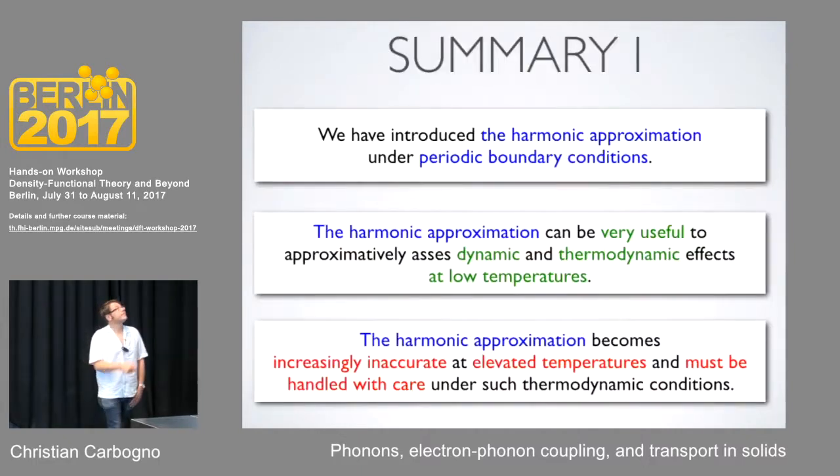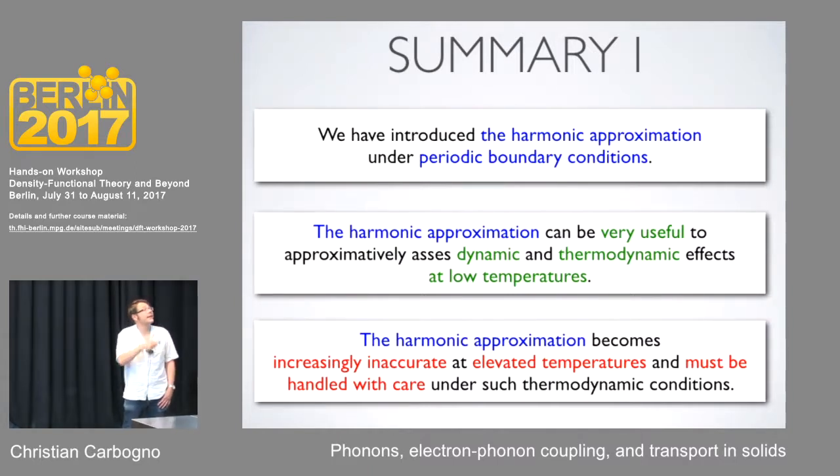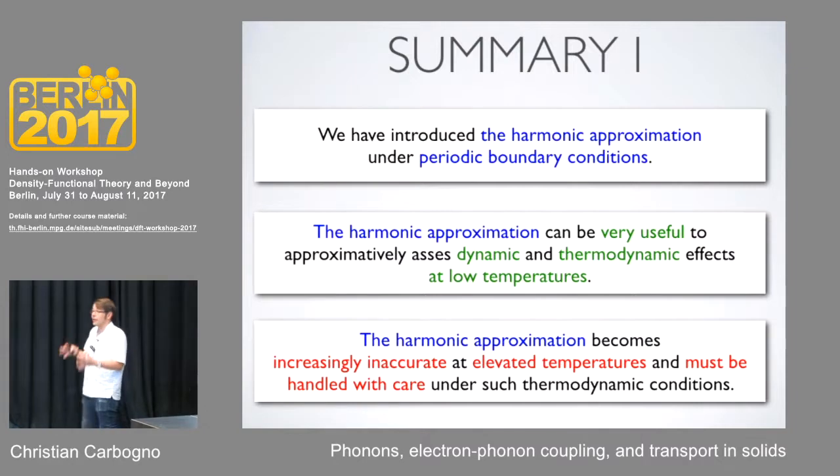Good. This essentially summarizes what I wanted to tell you about thermodynamic equilibrium. So the harmonic approximation is a very efficient approximation. It works well, and it can be very useful to get qualitative insights at low temperatures. It's also computationally very rapid, but it fails and becomes increasingly inaccurate at elevated temperatures.